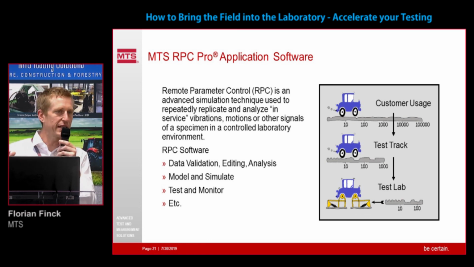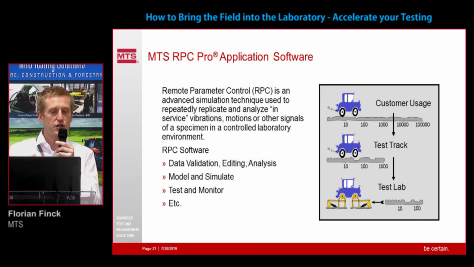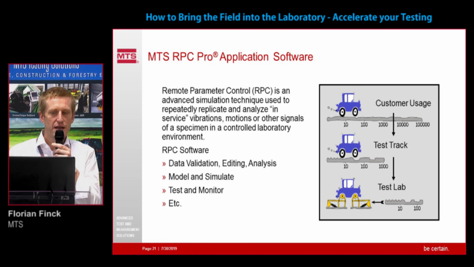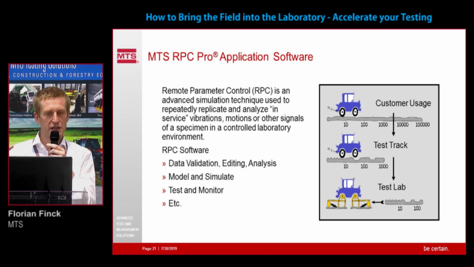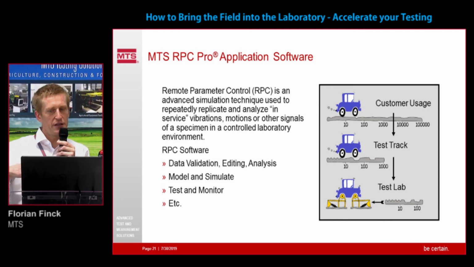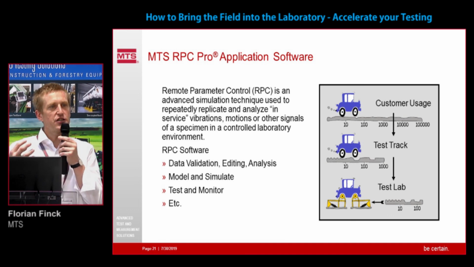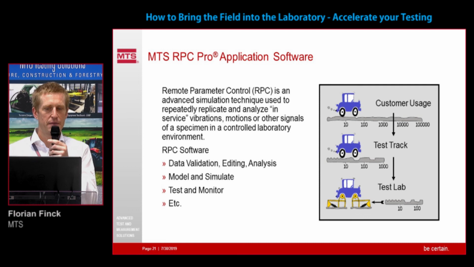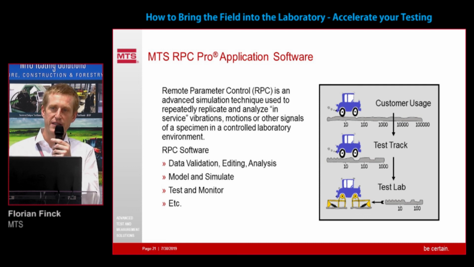So the 329, for example, and the test system, the specimen, they are the system, and we generate a model from the frequency response of this model. And then we start to iterate the drive files. We teach the test system how to shake the vehicle in order to replicate the data. And then we can run the test and monitor how the test specimen behaves while we're conducting the test.